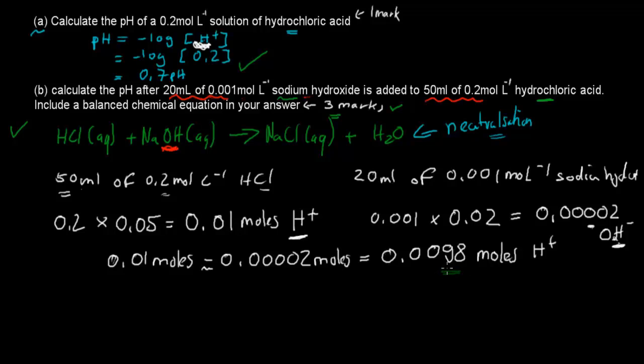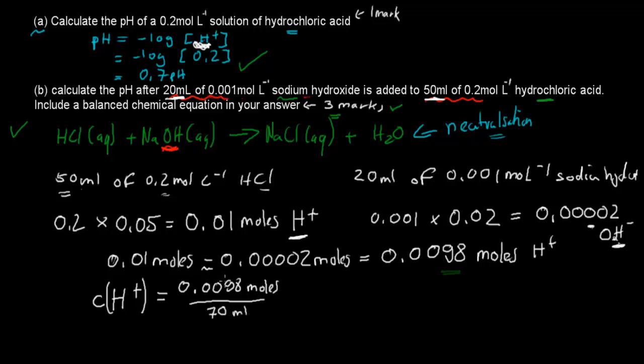And now we're almost done, but we still have to get the concentration. So our concentration of hydrogen ions, that's what we want to have. And then we're close to being done. And how that works is we've got our number of moles, 0.0098 moles. And we've got the volume that we have, because it says 20 mils and 50 mils. Those two added together is 70 mils.